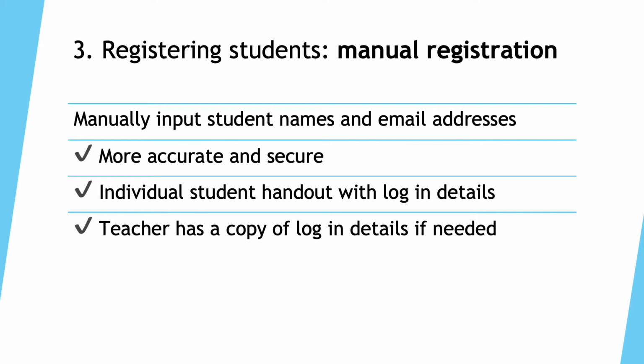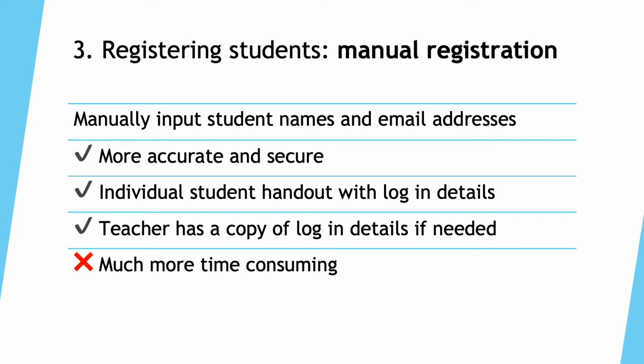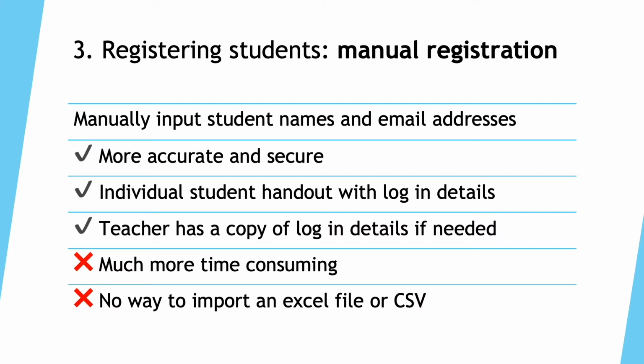The big downside of this approach is that it's much more time consuming. It actually has to be done one by one. For some reason, there's no way to import an Excel file or a CSV file to automatically upload students' names and email addresses. So this is one of the really frustrating parts of registering students manually. If you're really focused on accuracy of registration, please use this, but otherwise probably the class code or the link is a faster and easier approach.